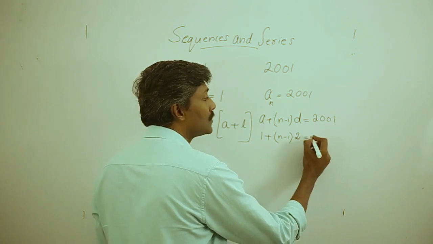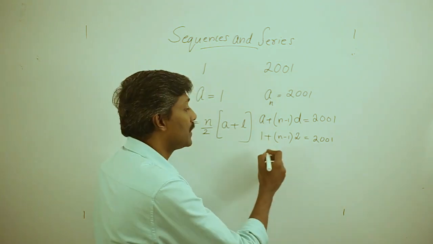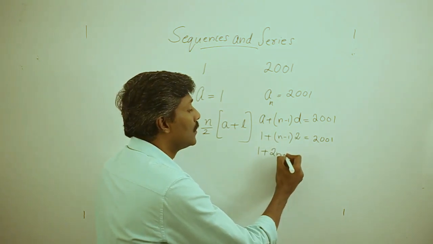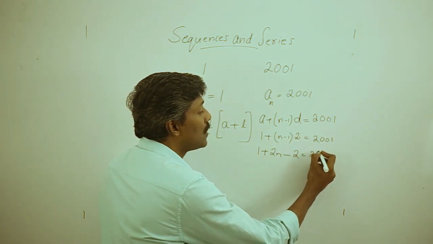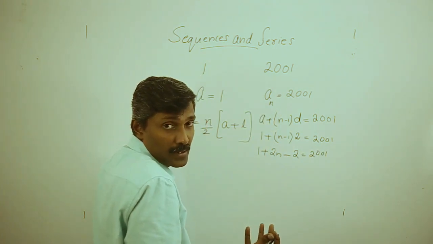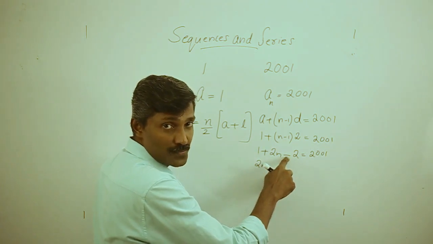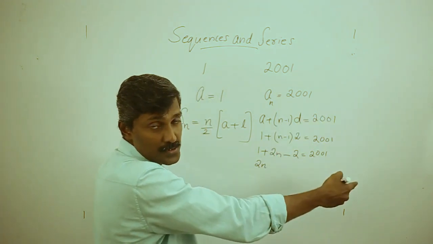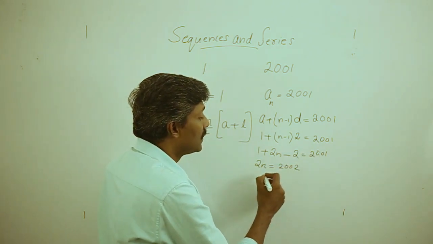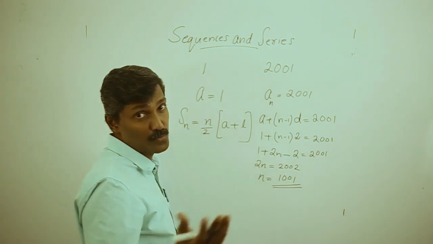So 1 plus n minus 1 into 2 is equal to 2001. Now I'm expanding this, multiplying this, so I get 1 plus 2n minus 2 equal to 2001. Now let's see whether we get a whole value for n. So 2n, 1 minus 2 is minus 1. I take that minus 1 to the right side, so that becomes plus 1. So 2001 plus 1 is 2002. Now what is n? It is 2002 divided by 2, which is 1001. So I got the value of n as 1001.